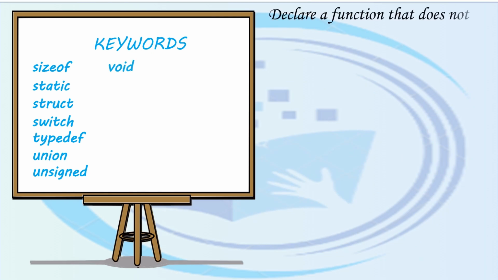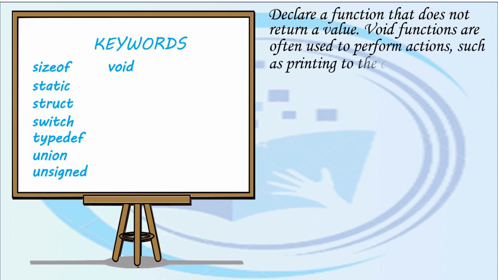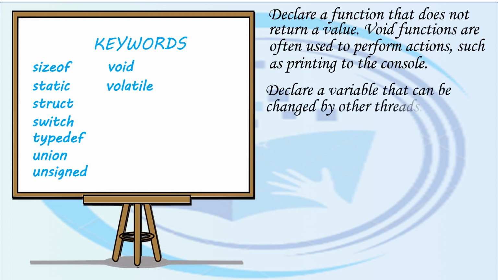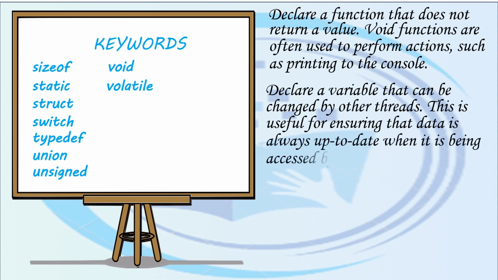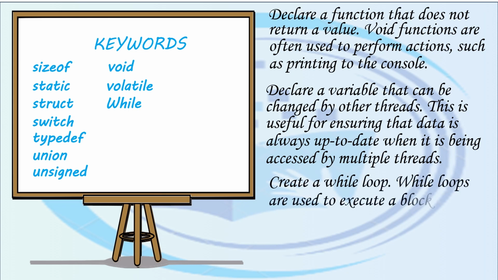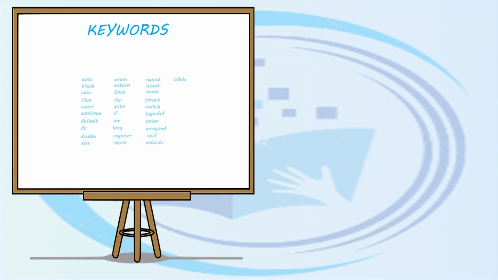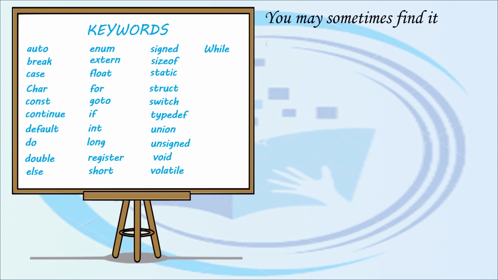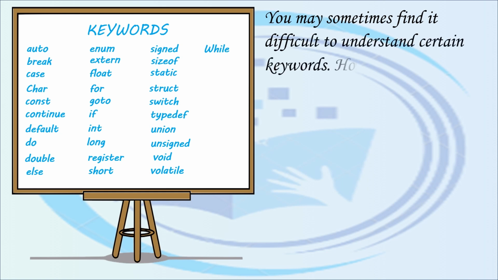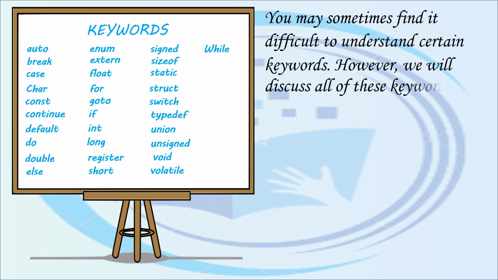Void: declare a function that does not return a value. Void functions are often used to perform actions, such as printing to the console. Volatile: declare a variable that can be changed by other threads. This is useful for ensuring that data is always up to date when it is being accessed by multiple threads. While: create a while loop. While loops are used to execute a block of code repeatedly while a certain condition is true. You may sometimes find it difficult to understand certain keywords. However, we will discuss all of these keywords in more detail in future videos, while we are using them to write code.